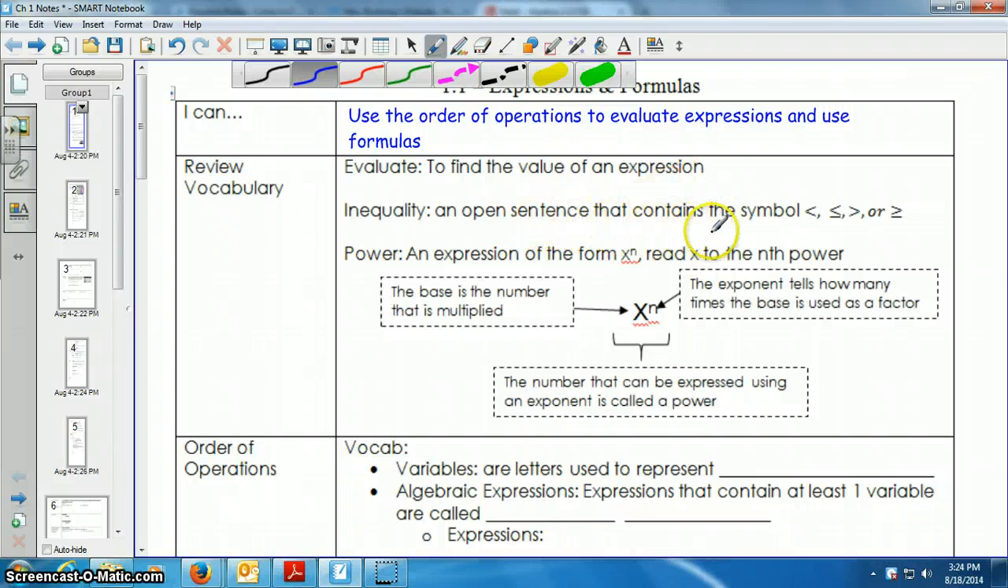Inequality is an open sentence that contains symbols such as less than or equal to, greater than or equal to. Power, an expression of the form x to the n. Power reads x to the nth power. So the x is our base number. That's the number that's actually being multiplied. The n tells us how many times to multiply that base by itself. The whole thing, though, is really considered the power. A lot of times you'll hear that exponent being referred to as the power as well.